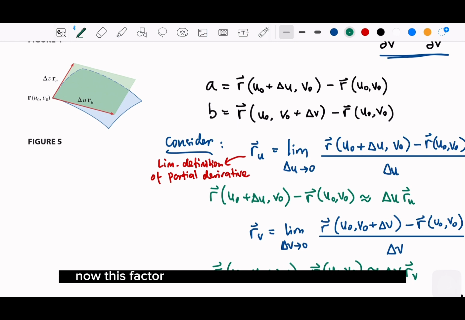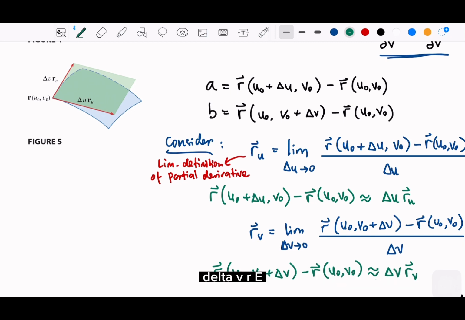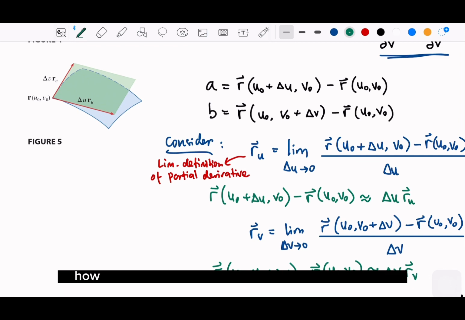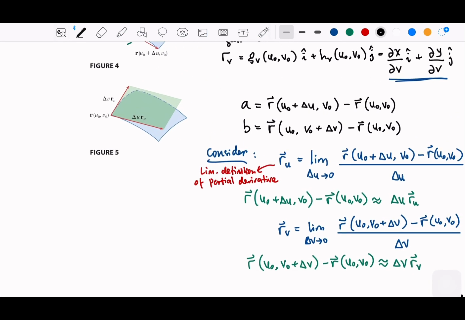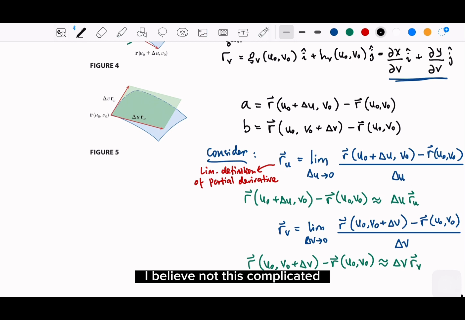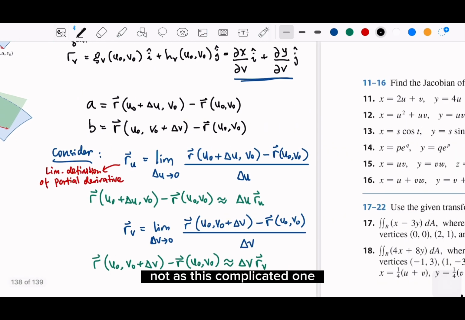That's why now we have the picture. Now this vector can be determined by delta u r_u and delta v r_v, and then we can take these two vectors as our parallelogram. How do we find the area of a parallelogram from two vectors? Yes, the cross product. This is a little bit long, but the final result will not be this complicated.